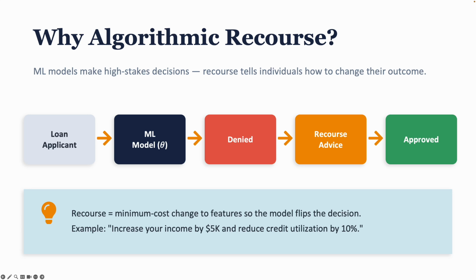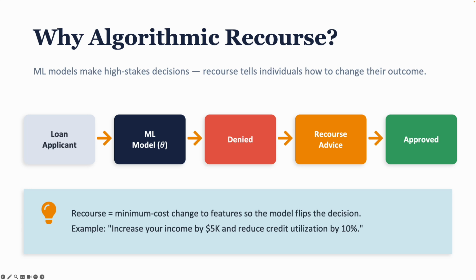Machine learning models are increasingly used to make high-stake decisions, things like whether you get approved for a loan, hired for a job, or qualify for insurance. When someone receives an unfavorable outcome, say their loan application is denied, algorithmic recourse tells them, here is the minimal cost change you can make to your features, so the model flips its decision.